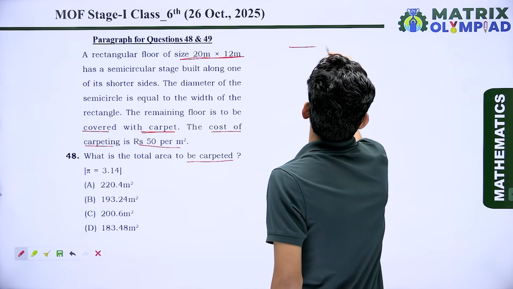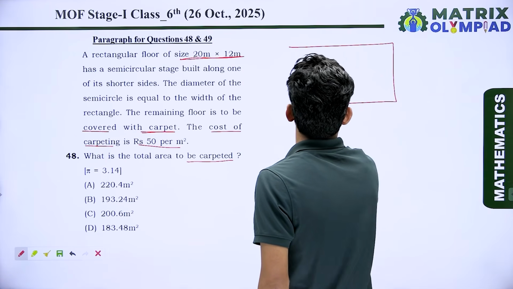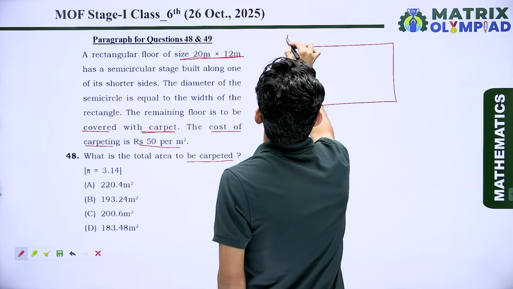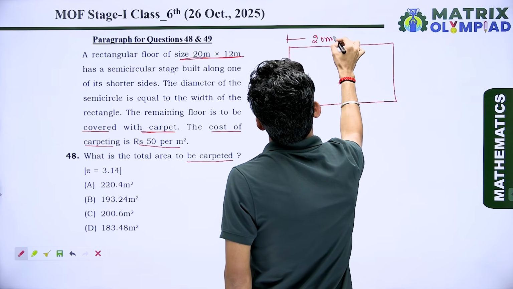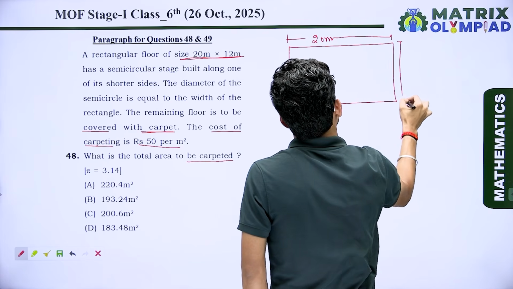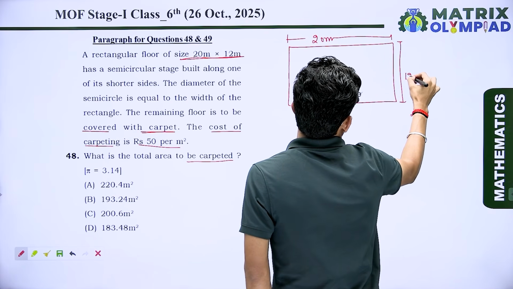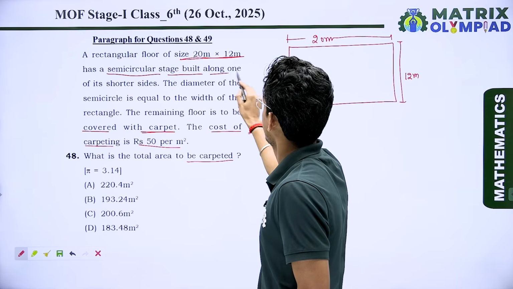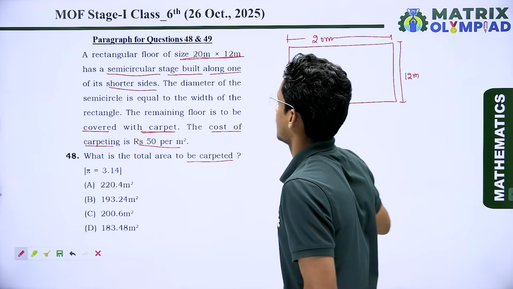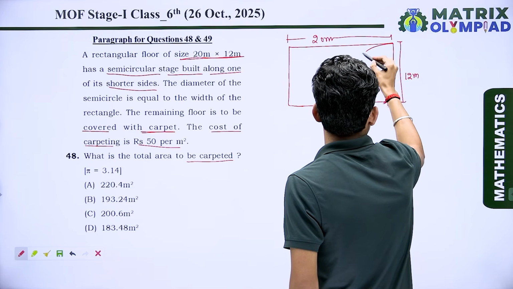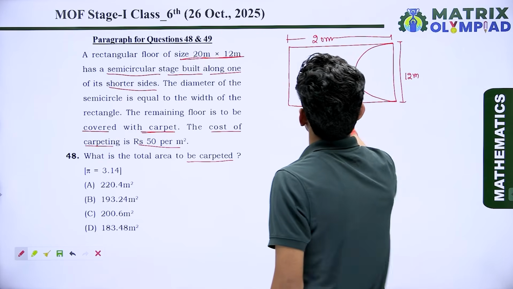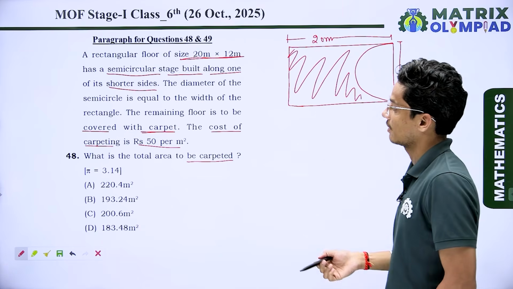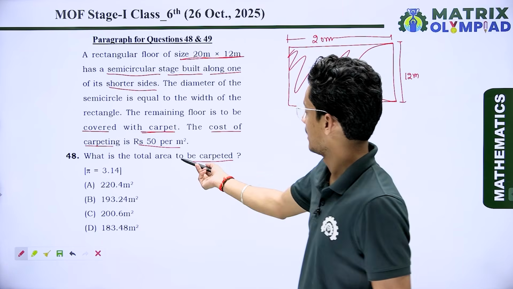So this is a rectangular floor, and here we have length, that is 20, and here we have 12 meter, and a semicircular stage built along one of its shorter sides. So this one is the shorter side. Here we make a semicircular stage, and the remaining area we have to cover with carpet. So we have to find the area.